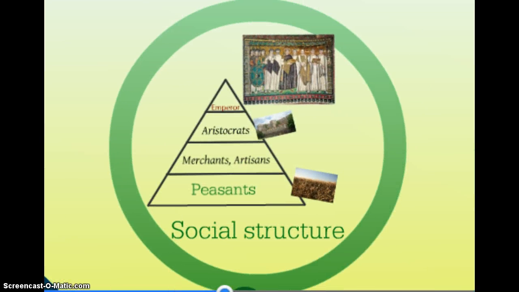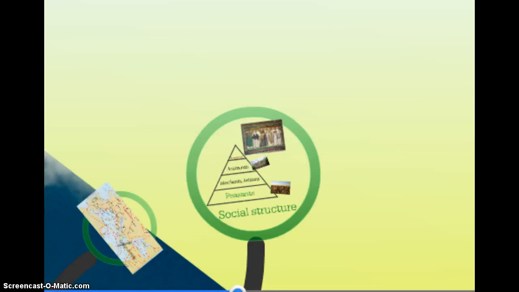You don't need to write this down necessarily, but you should recognize that the social structure of the Byzantine Empire looks pretty much like the social structure of almost everywhere else. You have the emperor and his people at the top. You have aristocrats, wealthy people, landowners. Next, then you have the merchants and artisans, people who are making things and selling things. And lastly, you have the peasants who are doing all the work, mostly.